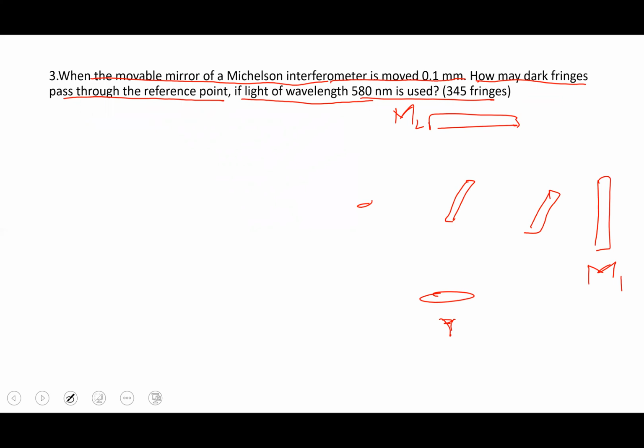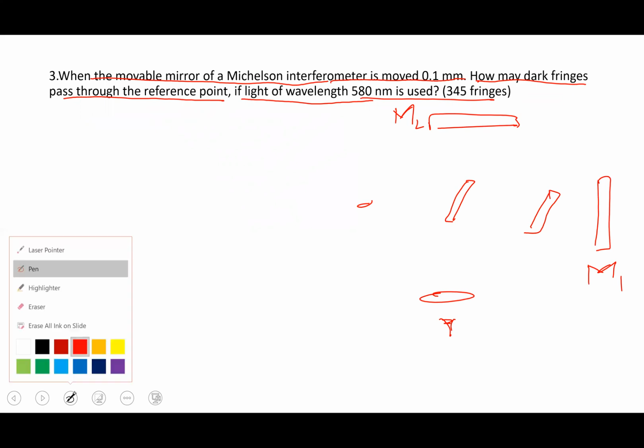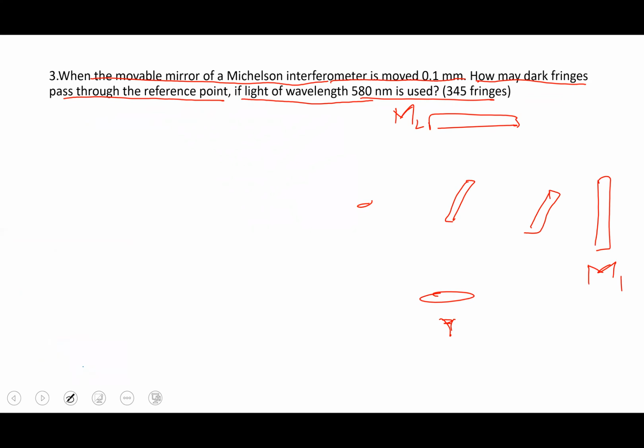In the first case, let me draw such a case: the light comes over here, it bends, then passes from here, then bends again, reflects back, and goes back over here.